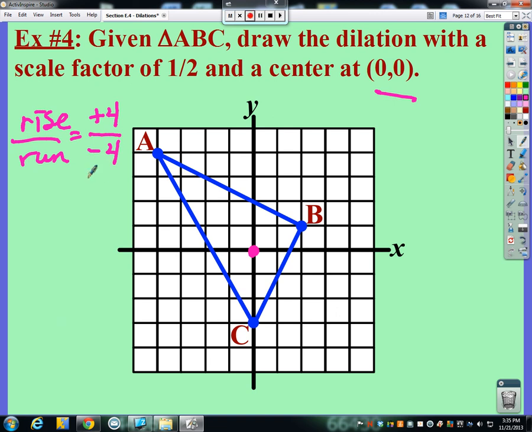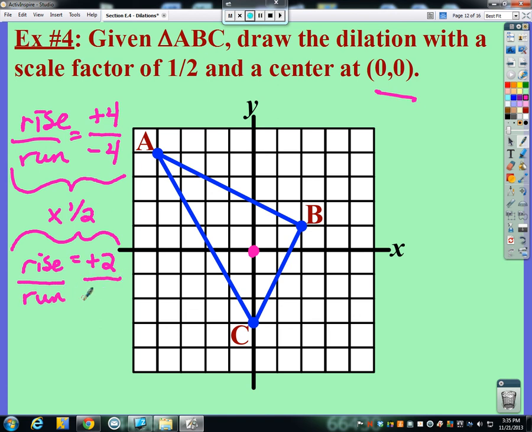Now, what I can do is take my rise and my run, apply the scale factor of 1/2, and so my new rise would be plus 2, and my new run, if I cut it in half, would be negative 2. So now go back to the center, back here at 0, 0, and now apply this new slope. So go up plus 2, and then run negative 2 would be to the left. And I still end up at negative 2, comma 2. So there's where my A prime is. So there's a second way that you could do this.